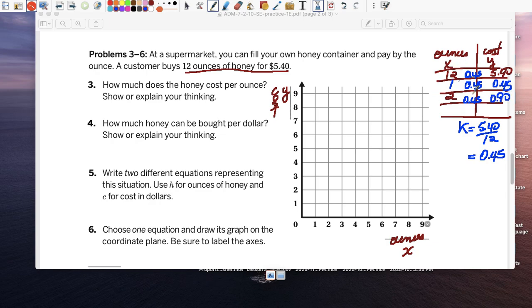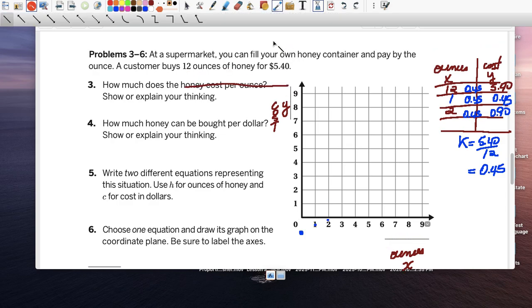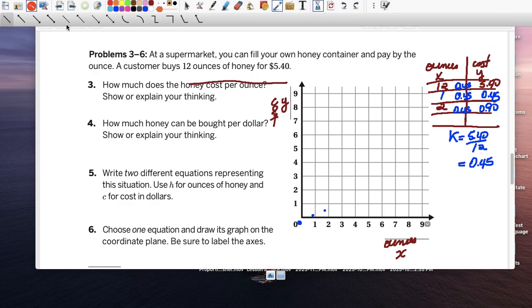So let's use this information and create a graph. Now, if I went to the supermarket and bought 0 ounces of honey, I would pay $0. 1 ounce of honey is going to be 45 cents. So you notice that half is 50 cents, so a little bit under that. And again, I'm going to use your best judgment here. For 2 ounces it's 90 cents, which is right under $1. And that's definitely more than enough for me to create a line. Remember, you only need 2 points to create a line.